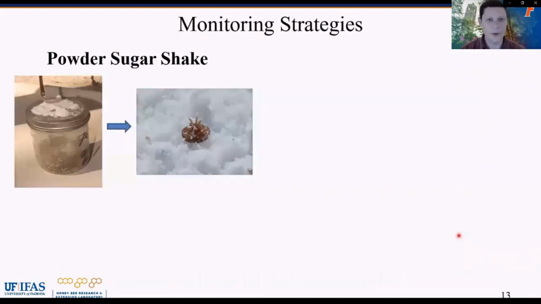Now, there are a few different monitoring strategies. I'm just going to highlight 3. They all serve a purpose. They all have their pros and cons. But I think it's better to do something than to do nothing, or it's better to monitor in some way than to just guess, right?